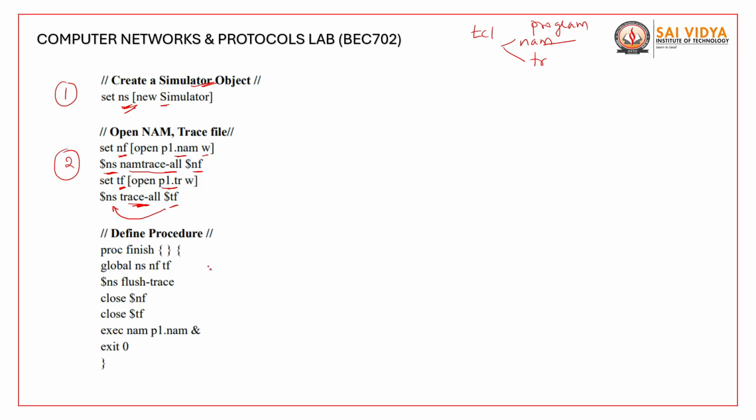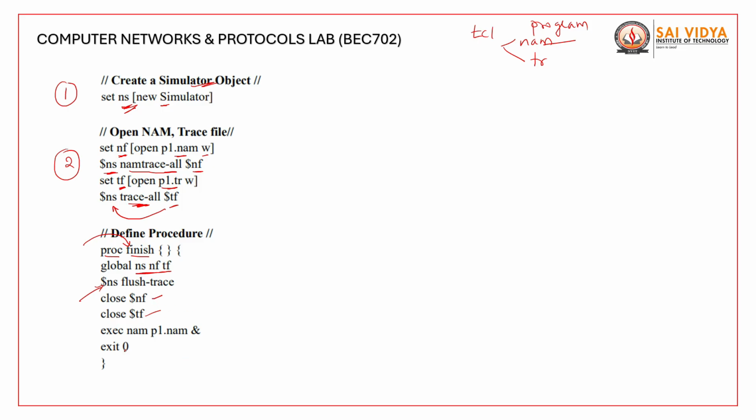So the next step will be you have to define the procedure. It starts with the procedure keyword proc finish. This is nothing but the name of the procedure. Open and close flower brackets. Again open a flower bracket. Declare the global variables here ns, nf and tf, whatever we have defined earlier. So clear all the variables. Next, you have to write close nf and close tf. That is nothing but trace file and NAM file here.